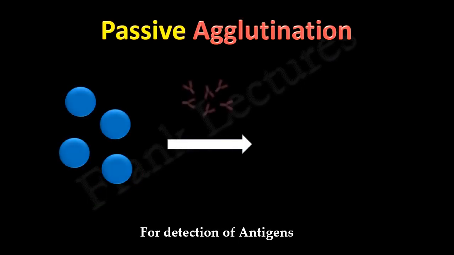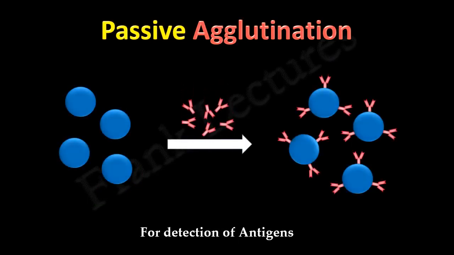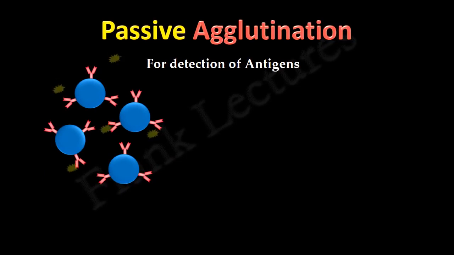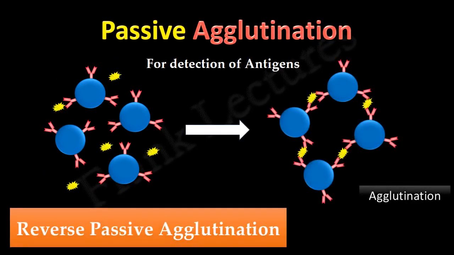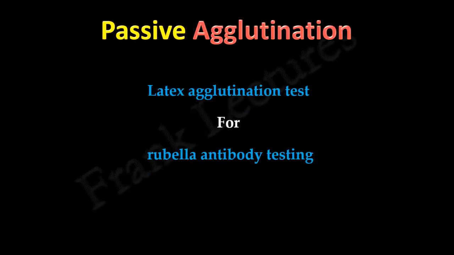We can also detect antigens by passive agglutination. This is done by reversing the process. That is, instead of coating carrier particles with antigens, they are coated with antibodies. This method is known as reverse passive agglutination. Passive agglutination techniques are used for diagnosing various bacterial and viral diseases. One example is latex agglutination test for rubella antibody testing.